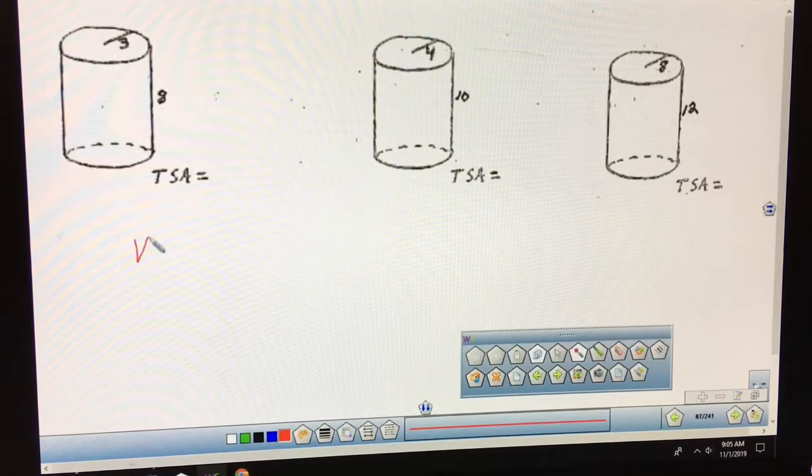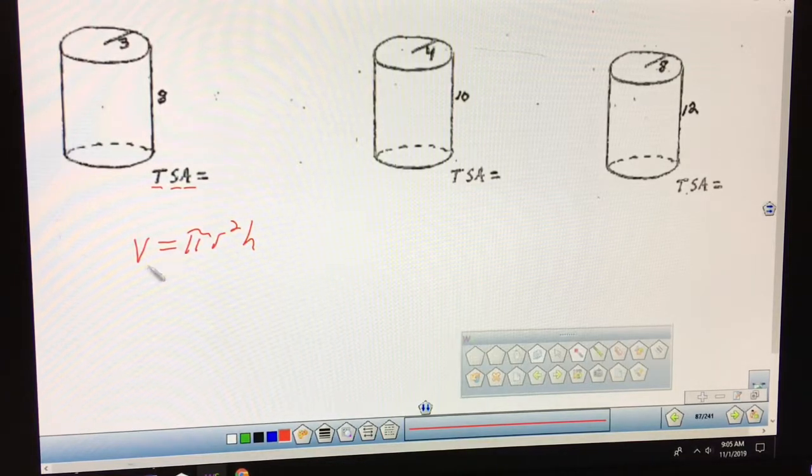Formula for volume of a cylinder is pi r squared h, but this is asking for total surface area. They don't give you that formula. I don't believe you have to memorize it. That formula is not on the reference sheet. However, they will put the formula for it nested in the problem. 2 pi r squared plus 2 pi r h.